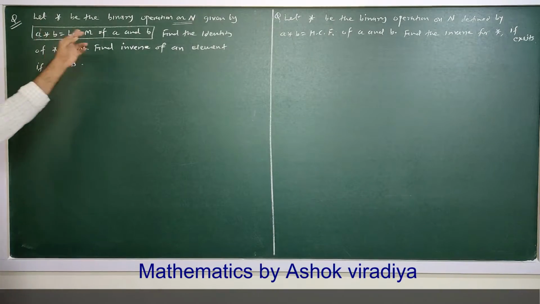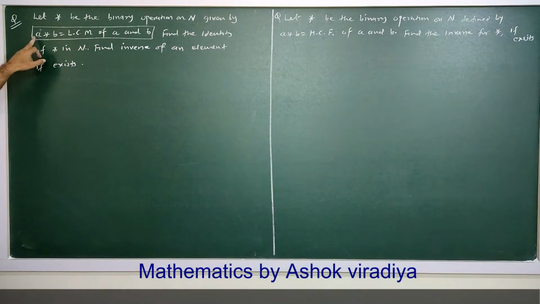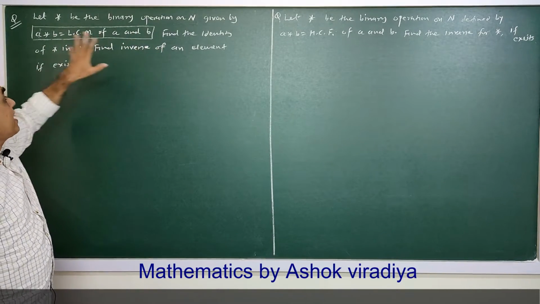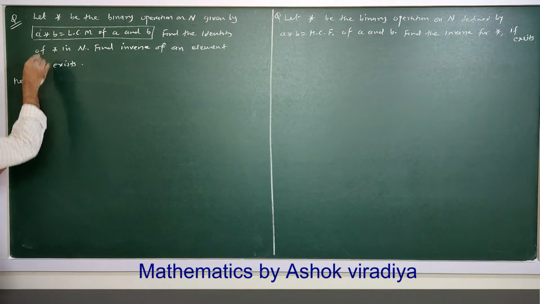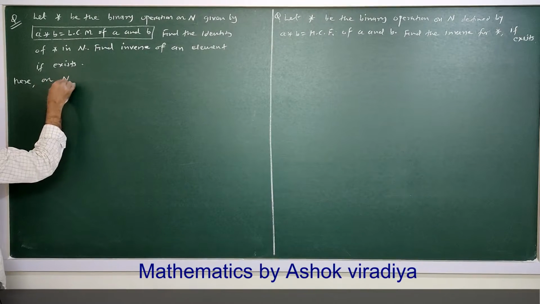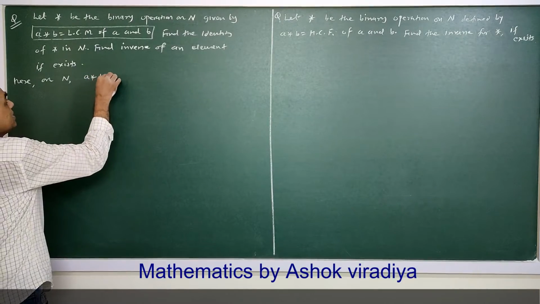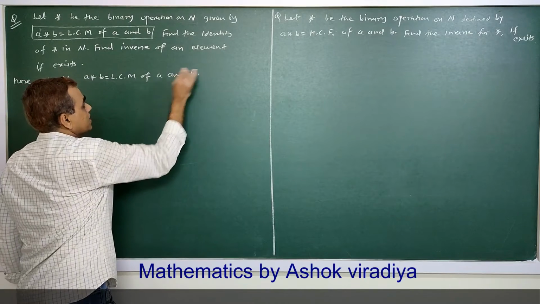Let star be the binary operation on the set of natural numbers N given by A star B equal to LCM of A and B. Find the identity of star in N. Find the inverse of an element if it exists. Here the binary operation is defined on the set of natural numbers N by this formula: A star B is the LCM of A and B.